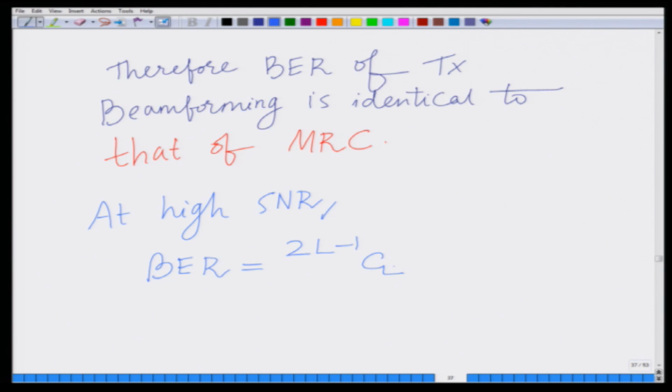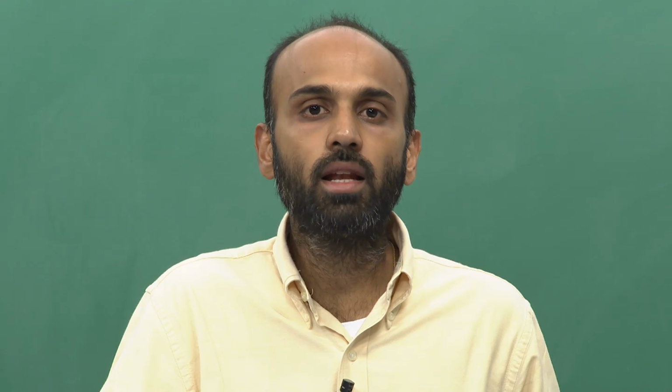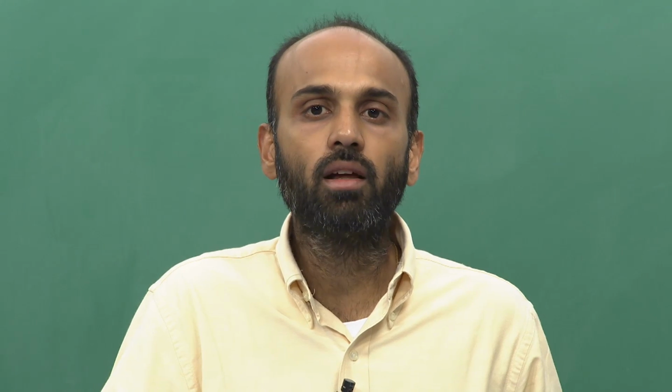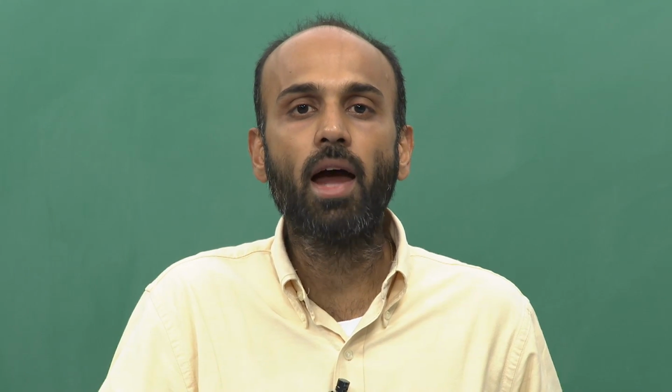2L minus 1 choose L, 1 over 2 SNR, raised to the power of L, where L is the number of transmit antennas. So, bit error rate at high SNR is 2L minus 1 choose L, 1 over 2 SNR raised to the power of L, where L is the number of transmit antennas. That is similar to the bit error rate of maximal ratio combining at high SNR.